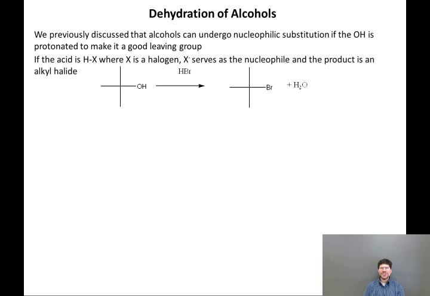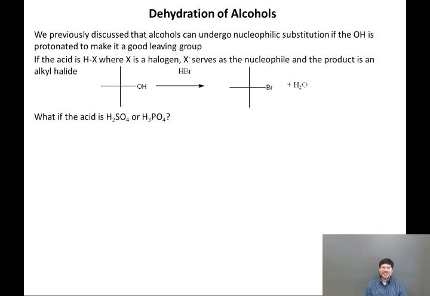So if the acid used for protonation is HX, where X is a halogen, then dissociation of the acid generates H+, which protonates the alcohol, and X-. And X- serves as the nucleophile to give an alkyl halide as the product. An example of this that we looked at is the reaction of tert-butyl alcohol with HBr to give tert-butyl bromide with water as the byproduct.